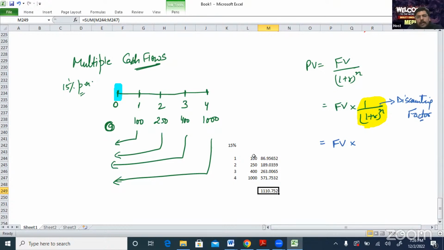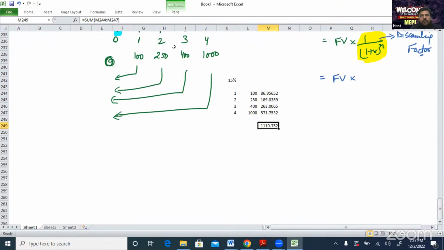So in this manner, I can calculate my present value for these multiple cash flows. So I do not need to calculate the present value of all the cash flows separately. I will simply use this and it will give me my number. I hope this is fine with everyone.